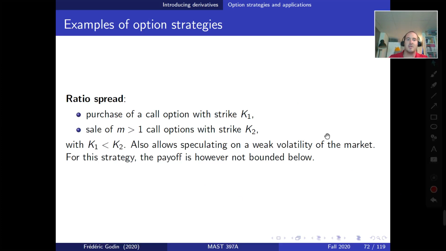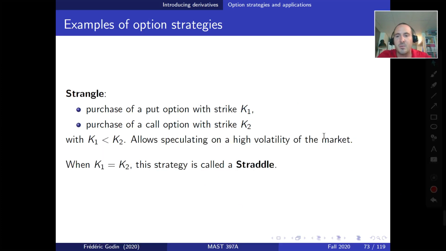Okay, so this was another strategy, and then we're gonna see a final strategy for speculation, which is called a strangle. A strangle entails purchasing a put option with strike K1 and purchasing a call option with strike K2, with K1 being smaller than K2. And this, contrarily to the butterfly spread, allows speculating on high volatility in the market.